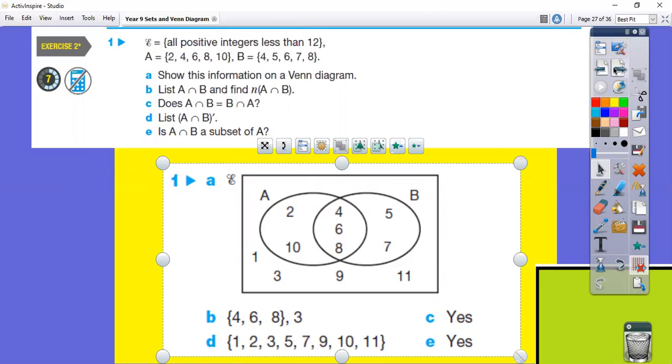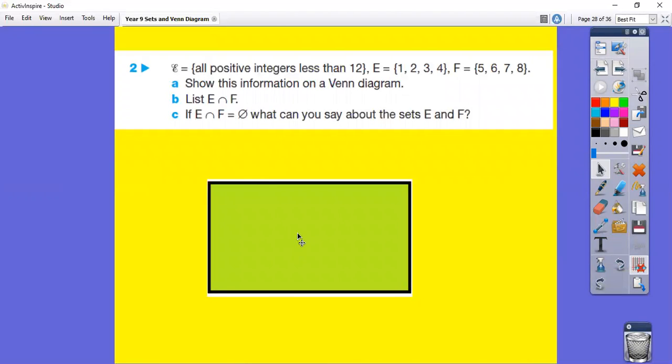Okay. Moving on, you have the second question, in which the universal set is all positive integers less than 12. Set E has the members 1, 2, 3, 4, and set F has the members 5, 6, 7, 8. So again, it asks you to show this information on a Venn diagram. Then it's asking you to list E intersect F, so which elements are common. And if E intersect F is an empty set, this symbol is for an empty set, what can you say about the sets E and F?